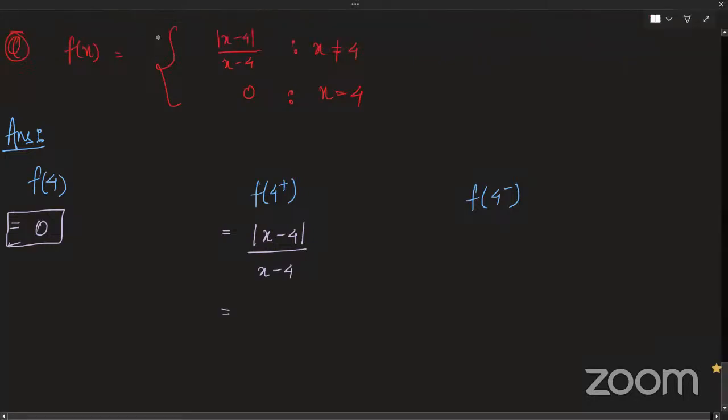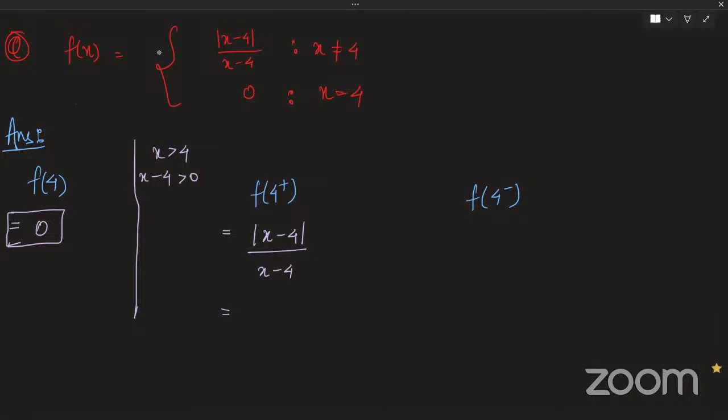Fine, everyone? Can anyone tell me, will my x minus 4 be greater than 0 or lesser than 0? Greater than 0, sir. Yes, exactly, because my x is greater than 4, right? So my x minus 4 will be greater than 0.